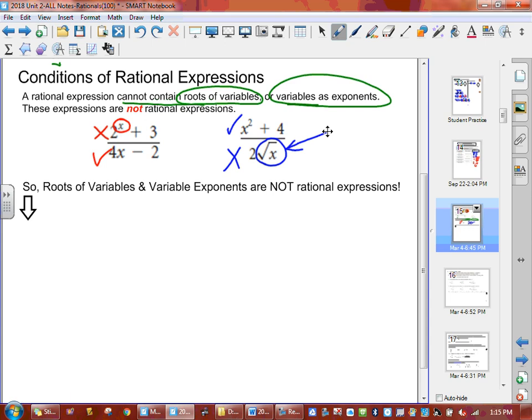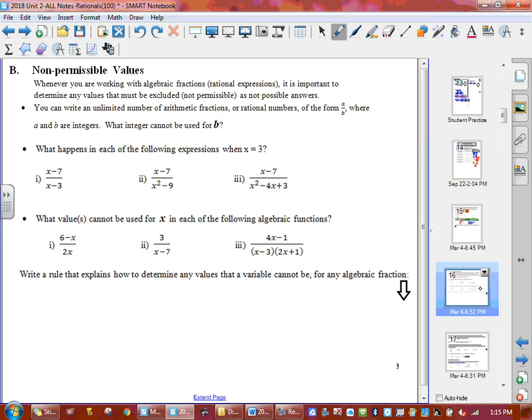Let's take a look at non-permissible values. So this is back on your page 8. So whenever we have a fraction, and whenever we're working with algebraic expressions or fractions, we have to deal with any values on the bottom. Now, if we go to our calculator, we say 6 divided by 0, 10 divided by 0. It's going to say error, can't divide by 0, because you can't divide by nothing. Okay? It's impossible. So your calculator is telling us you can't do it. So that's why we're trying to avoid answers of 0 in the denominator. Okay? That's what we're trying to avoid.